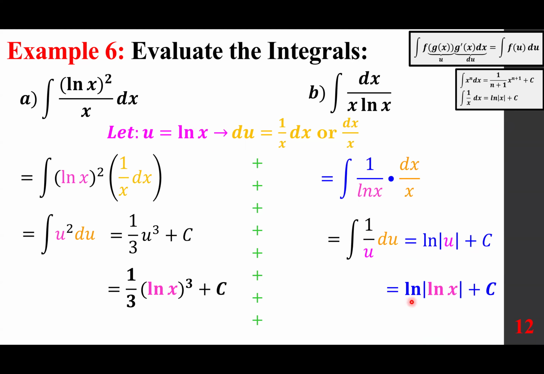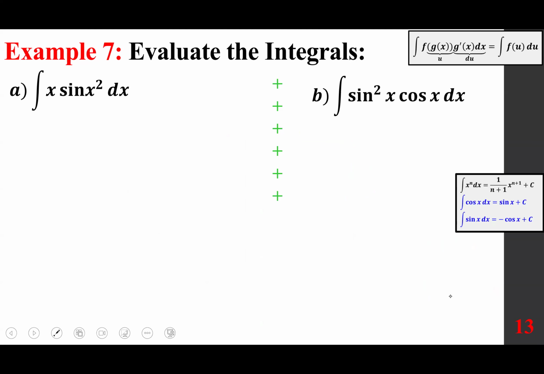So you say ln of absolute value of ln x plus c, and absolute value must remain because ln x can be positive or negative, remember. The range is all real numbers, all right, for ln x. That's why you put in an absolute value.